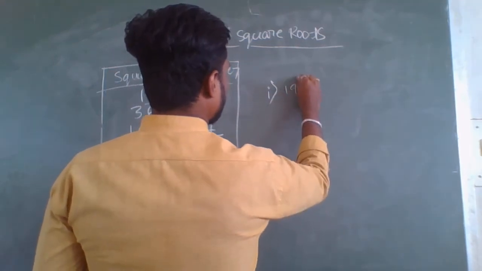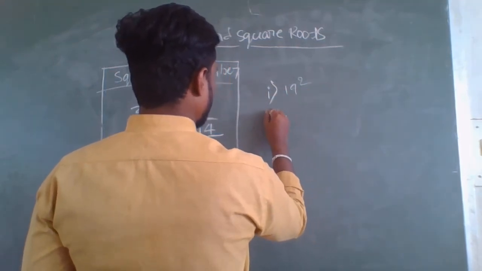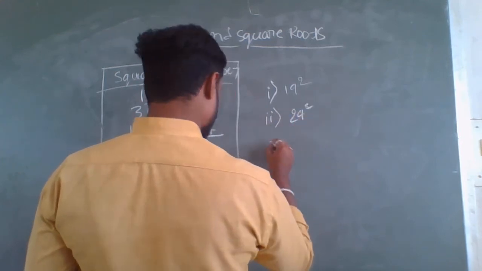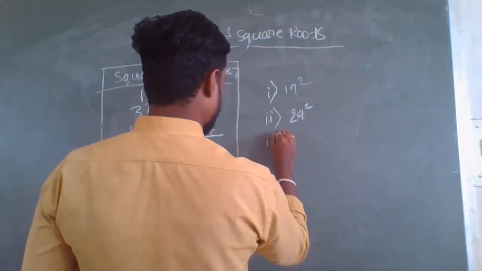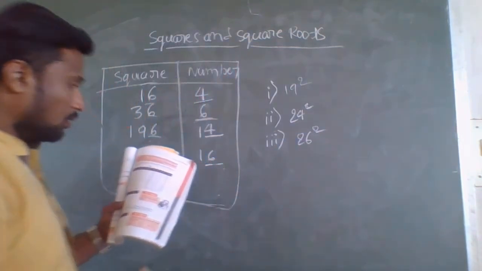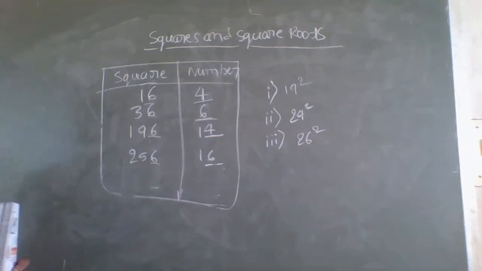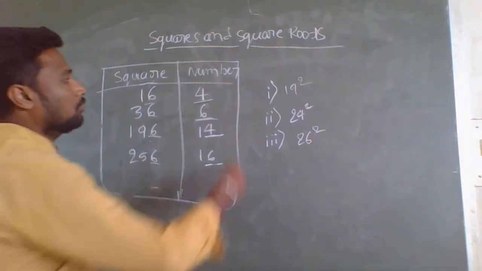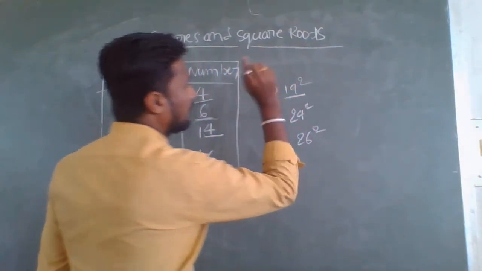19 square, 24 square, 26 square. They are given totally 5, but here I will solve only 3. Try to solve the remaining 2. So here 19 square means at the unit place it is ending with 9.